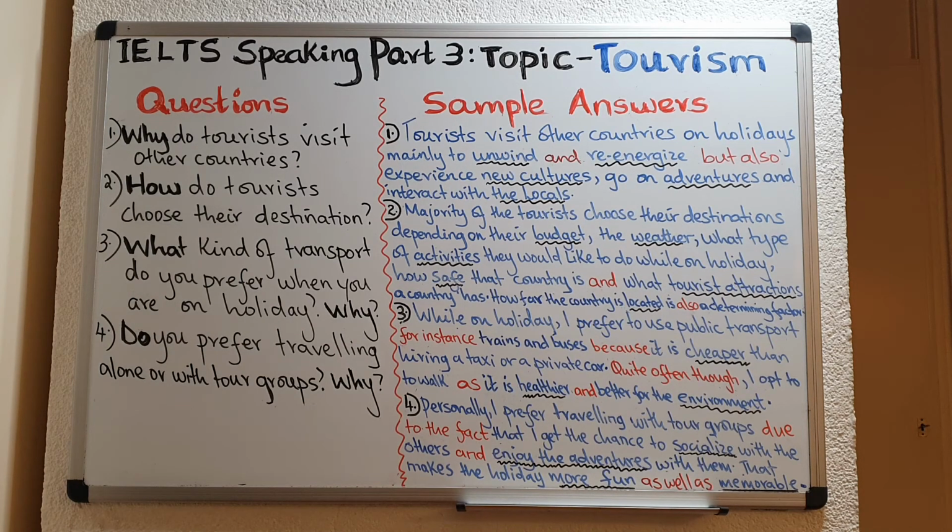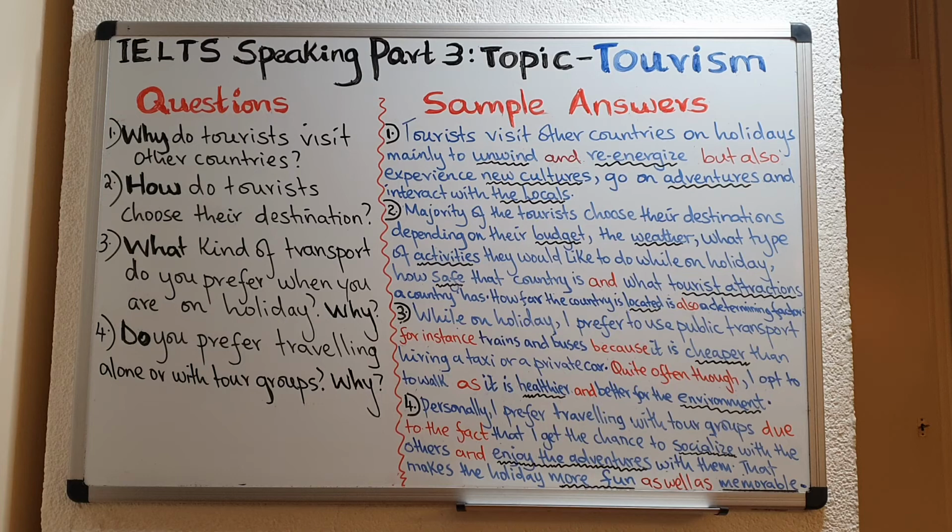Now, this is a band 9. These sample answers are band 9. So you notice that I have used a lot of complex sentences. Now, you know a complex sentence because it has more than two verbs. Tourists visit other countries on holidays, mainly to unwind and re-energize, but also experience new cultures, go on adventures, and interact with the locals. Another signal to know a complex sentence is that it has more than two linking words.